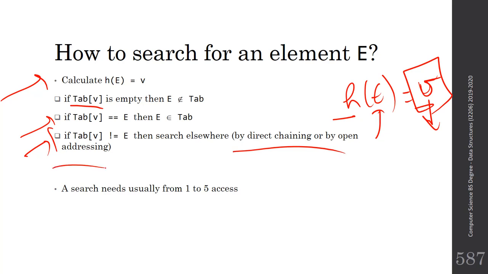Usually, as you see here, we need 1 to 5 accesses in order to find whether the element E is in the table or not.